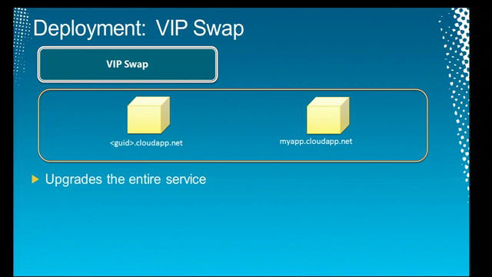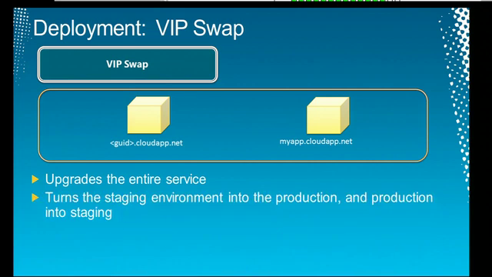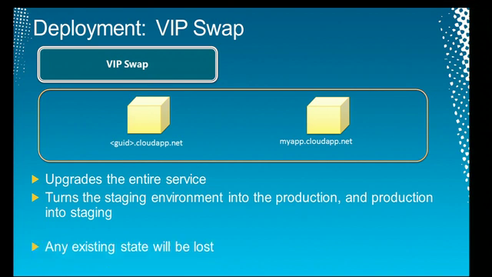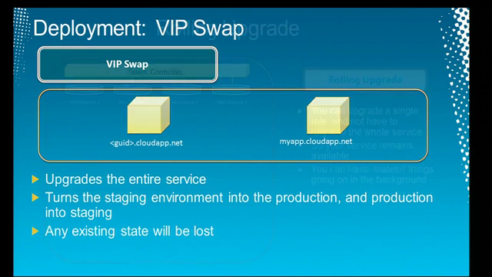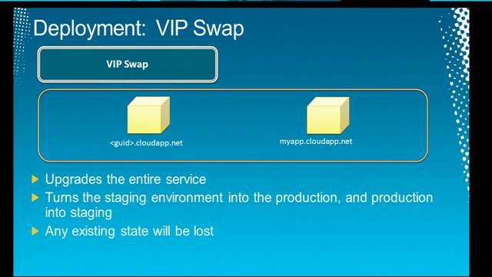Now, when you're doing a VIP swap between, say, version 1 of an application and version 1.1 or 1.2, it's going to upgrade the entire service. So remember all that stuff I talked about being stateful and running in there? It's going to be gone, right? It turns that staging environment into production, production into staging, any existing state gets lost. So you want to make sure that your users are disconnected, and if you've got any processes running, that those processes are completed, just like what we would do in today's environment.